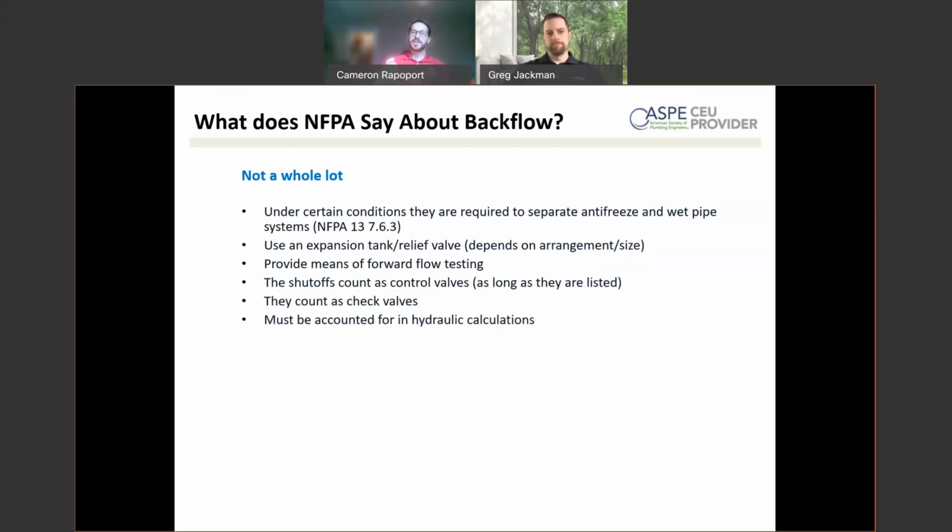They must be accounted for in hydraulic calculations. So this is a big one, right? We talked about that pressure loss curve before. You need to make sure you account for that, because often the backflow preventer is going to be the thing with the largest pressure loss in the entire system. So you really have to account for it. And that is especially true if you're reevaluating systems that are being changed, or if you're changing out backflow preventers.